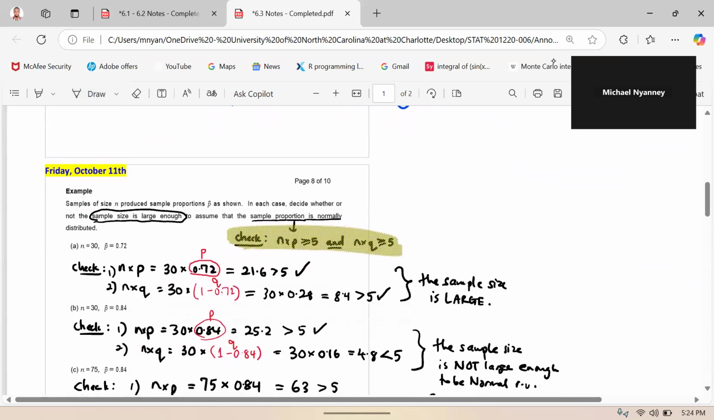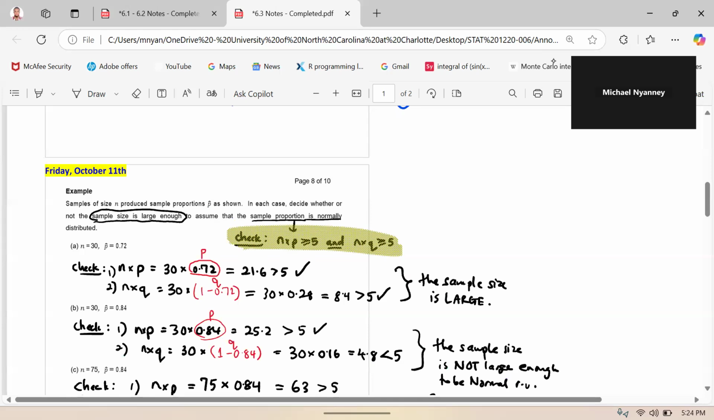So we have some examples here, and these examples will help us get a feel of it, to note whether our sample size is large enough. So we have samples of size N and produce sample proportion P hat as shown. In each case, decide whether or not the sample size is large enough to assume that the sample proportion is normally distributed. So we pick N to be 30 and our P hat.